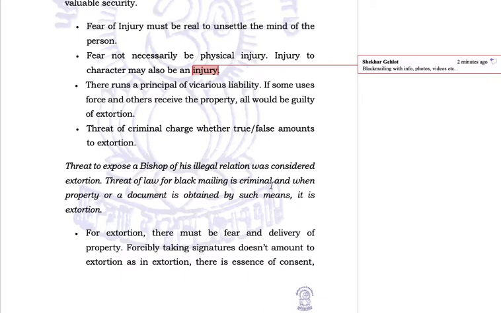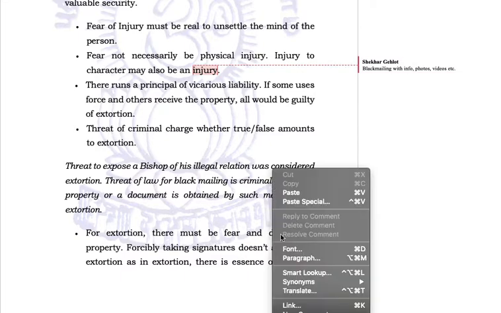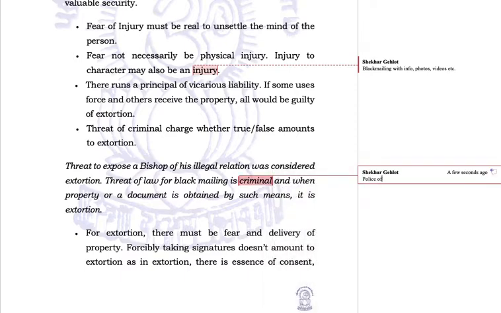Threat of law for blackmailing is criminal. Like a police officer goes to someone and says, I will file a case against you if you do not give that property to me. Then this is a threat of criminal charge. Now, a police officer may file a real case or may file a fabricated case. He has the power. So it is this threat. When property or document is obtained by such means, it is extortion.